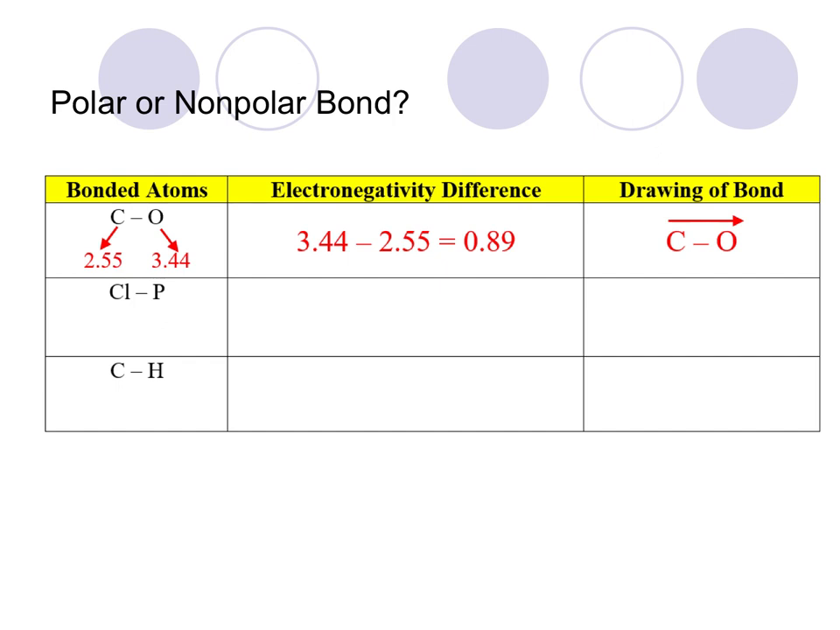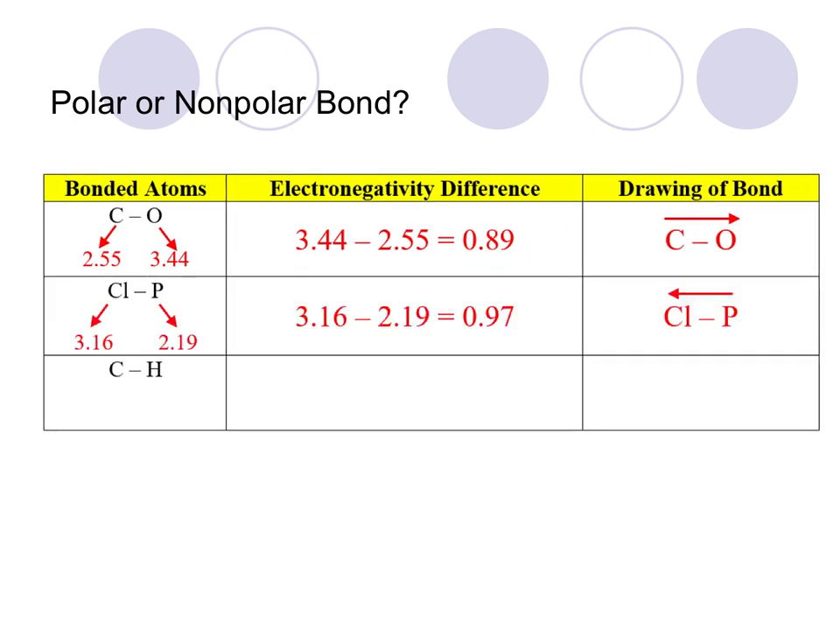Here I have those values from the chart in your textbook, and when I subtract, I get 0.89, so that is definitely a polar bond. We have hit that magic number of 0.4 or higher, and then as I said, I like to use the arrow. Oxygen has the greater electronegativity. You're going to go ahead now and try that for our next bond formed between Cl and P. Turn the lecture back on to see how you did.